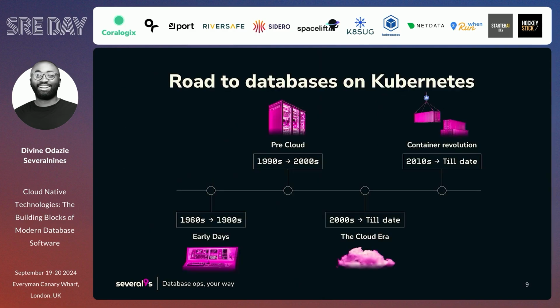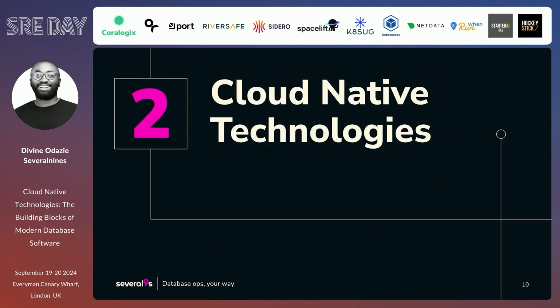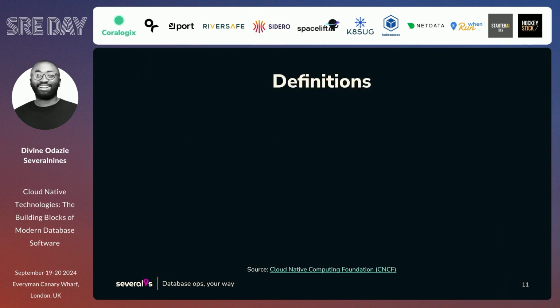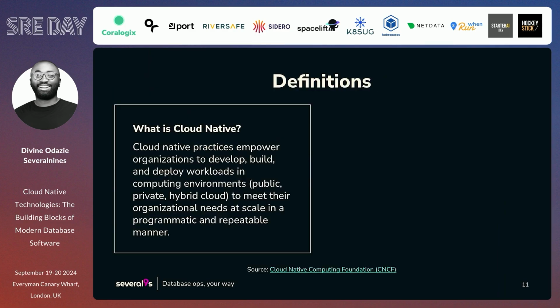So, this is just a summary diagram of the road to database on Kubernetes. And now to the main part of this talk, right? Cloud native technologies. So what are cloud native technologies? Cloud native is a practice that empowers organizations to build and deploy workloads, either on-prem, private cloud, hybrid cloud, wherever you want to deploy your application, with that cloud-first focus.